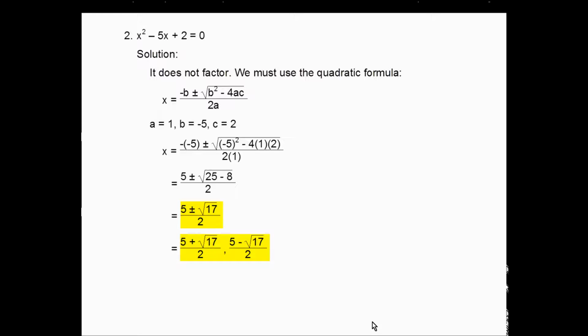Again, be sure that it's clear that 5 plus or minus square root of 17 is all over 2. And there it is separated. Again, be sure you put the comma between the two fractions, not in the numerator of this one and not under the square root of this one. The comma goes between the two answers, not in the numerator, not under a square root.